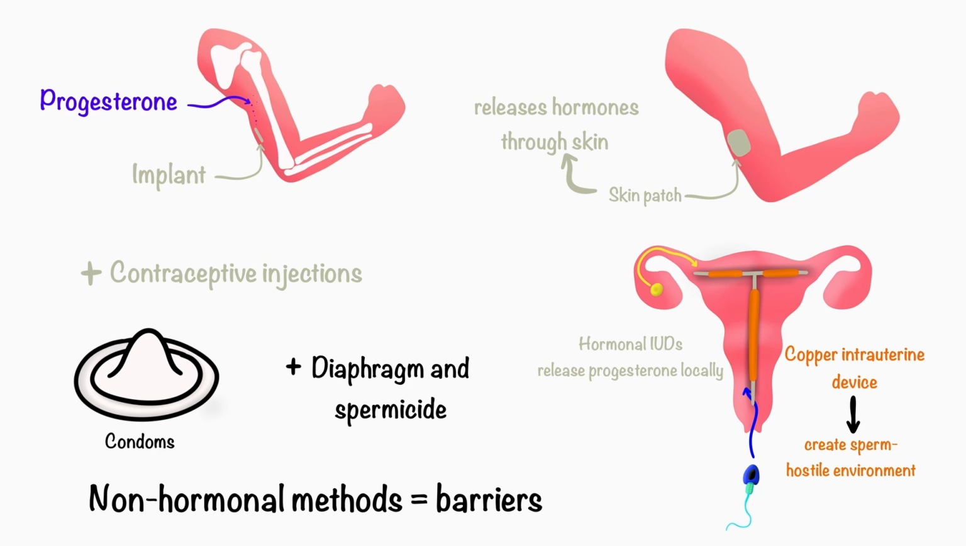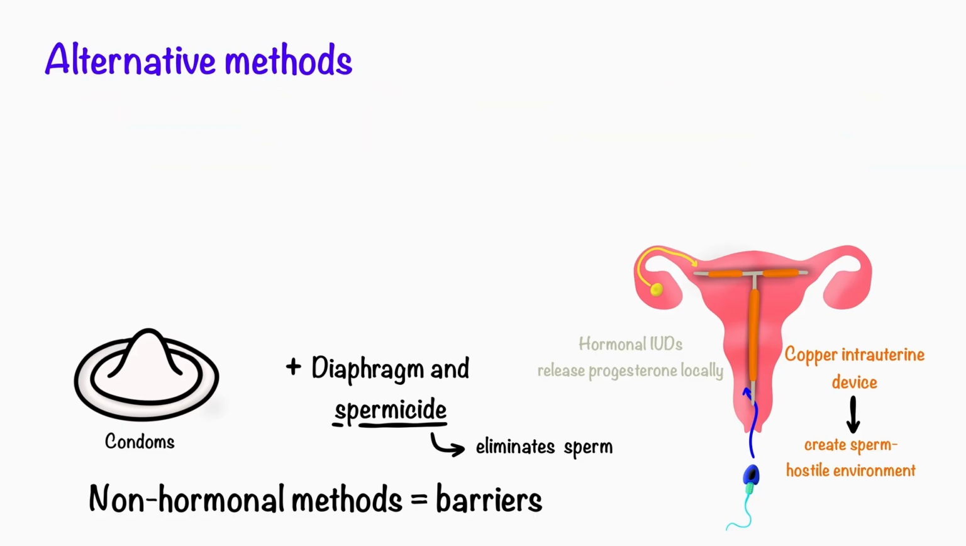It must be used with spermicide, a substance that disables or kills sperm. Spermicide can also be used alone as a form of contraception, but it's not as reliable as when combined with other methods. There are other approaches to avoiding pregnancy beyond hormonal and barrier methods.